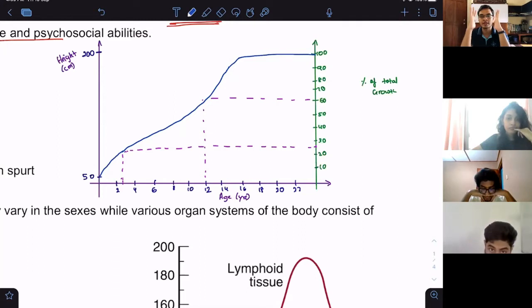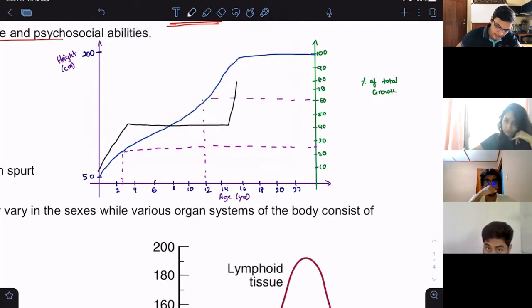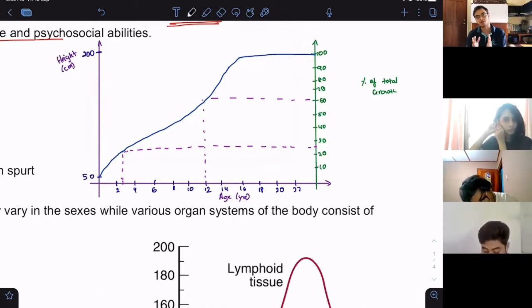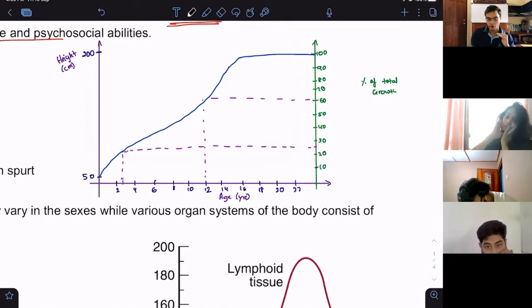humans' growth is a continuous process. What does that mean? Do we see any period where it's growing like this and getting straight and then increasing again and then getting straight? No. So there are no periods of growth completely stopping, then growth happening again, then completely stopping. Humans' growth is a continuous process. It keeps on increasing until the very end. That's the first point I want you all to know.